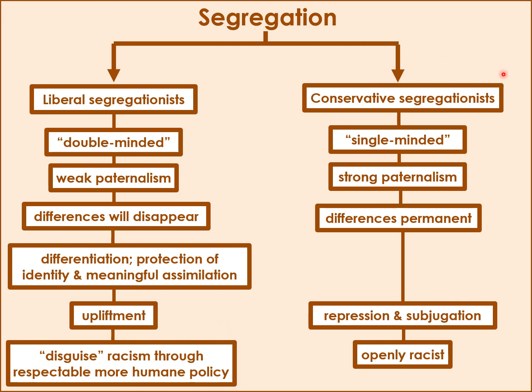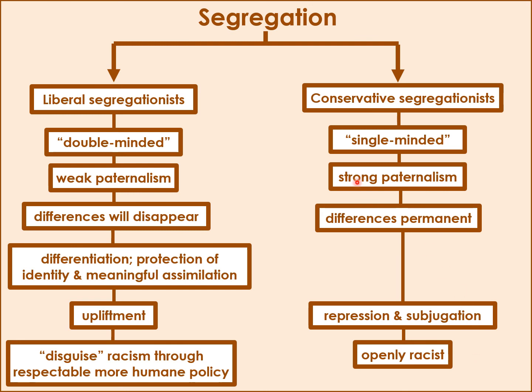Conservative segregationists were single-minded, because they only thought about themselves to a certain extent, also in line with strong paternalism. They emphasized the permanent differences between whites and blacks. These differences, amongst others in the level of civilization, according to them, necessitated a policy of segregation or separation. They enforced the policy of separation by means of repression and subjugation and were openly and uncompromisingly racist.